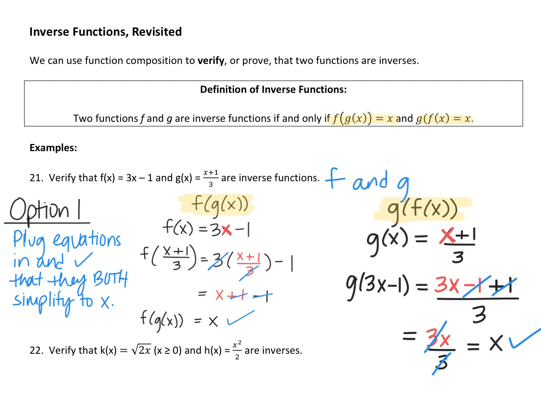Because they both simplify to x, all the operations go away. That's what inverses do. They undo one another. Okay, that's the official way of doing it. If you like that way, I think that's great.